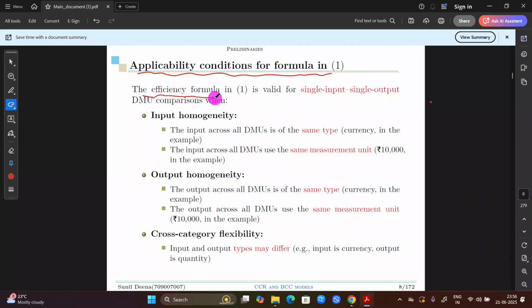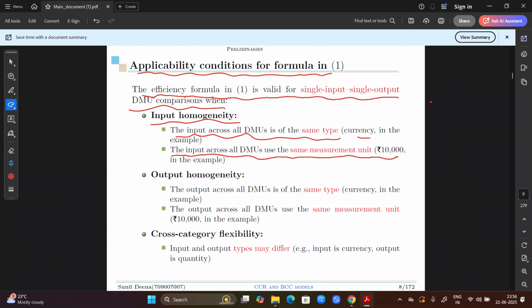The efficiency formula 1 is valid for single input, single output DMU comparisons when there is input homogeneity, that is, the input across all DMUs is of the same type, that is currency. In the above example, the input across all DMUs uses the same measurement unit, that is 10,000. Similarly, output homogeneity: the output across all DMUs is of the same type, that is currency, and uses the same measurement unit, that is 10,000.